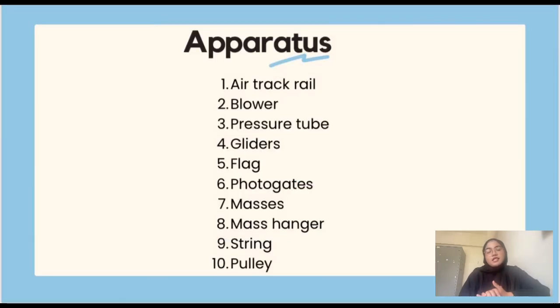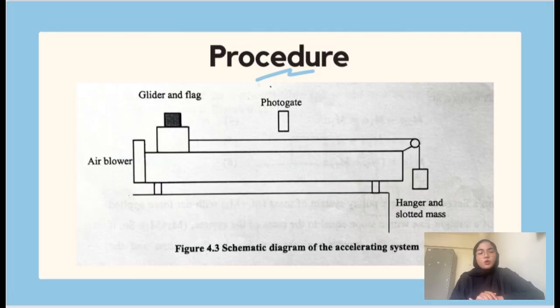Next, these are the apparatus that we need in this experiment. First, a thread reel. Second, blower, pressure tube, gliders, flag, photo gates, masses, mass hanger, string and pulley. This is the diagram showing how we arrange all the apparatus.